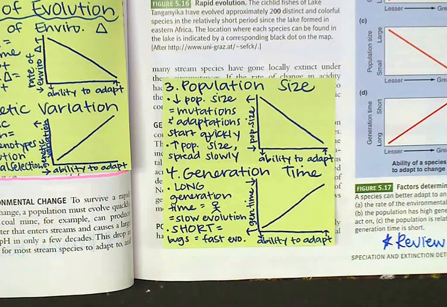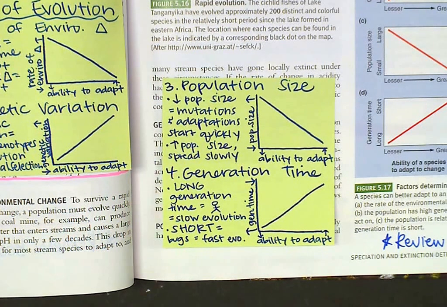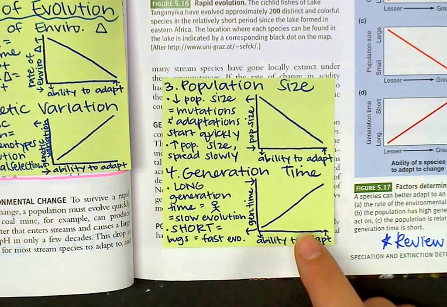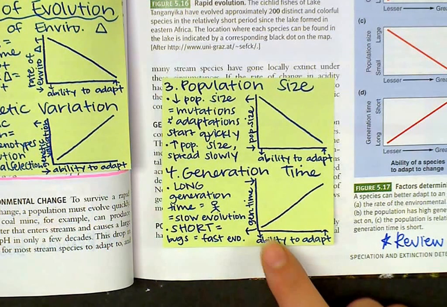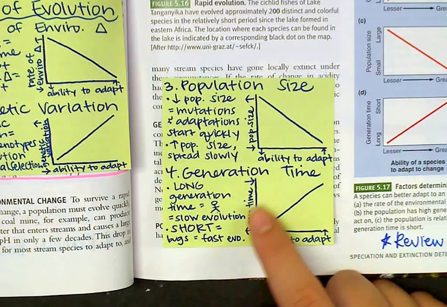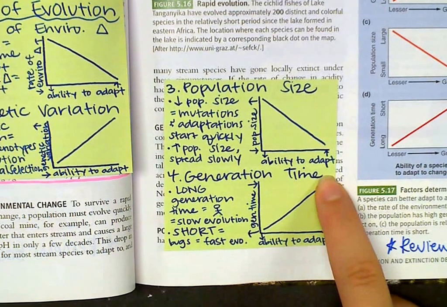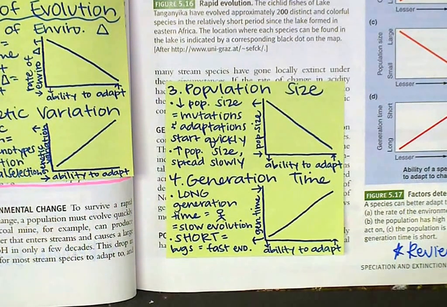And actually, fruit flies are one of scientists' favorite species to track evolution and the passing on of traits because their generation time is so fast. So if generation time is long, our ability to adapt is short. If generation time is short, then our ability to adapt is high. So that's what all of those graphs mean.